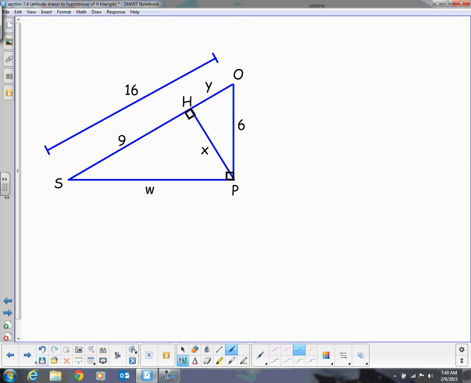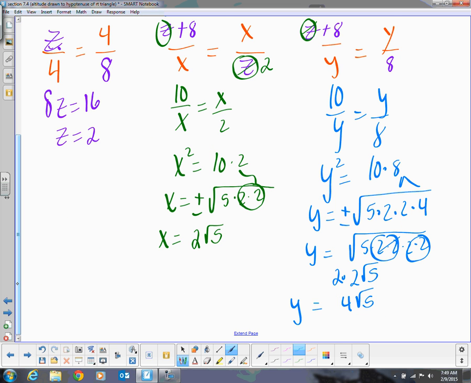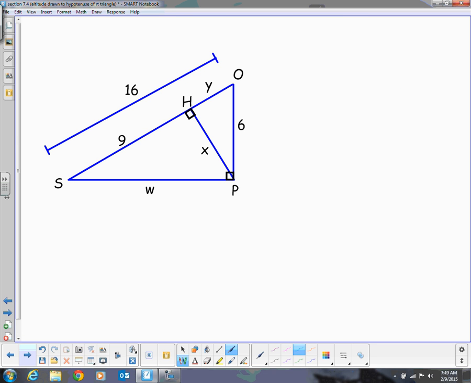All right, let's look at this one here. What are you talking about? Do you understand my proportions? When you get to here, y is equal to plus or minus square root of 80. I don't know. All right, what are my means?